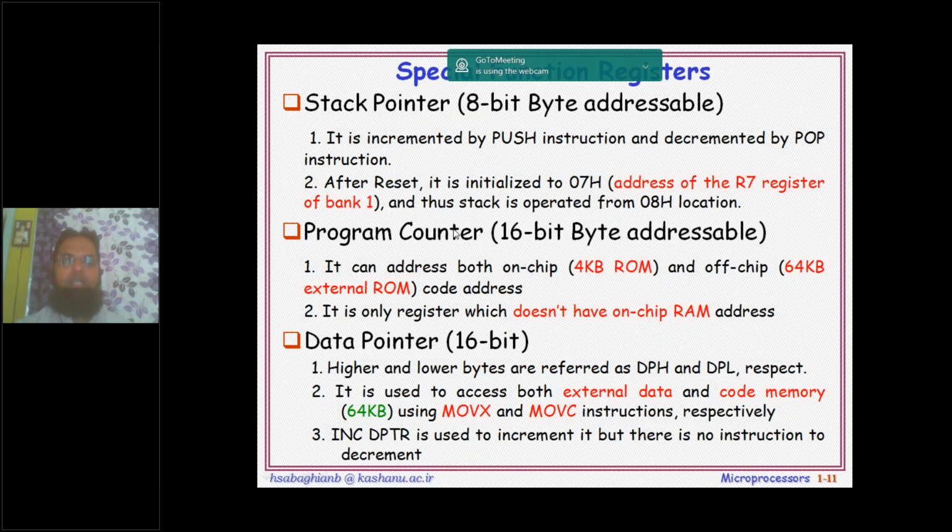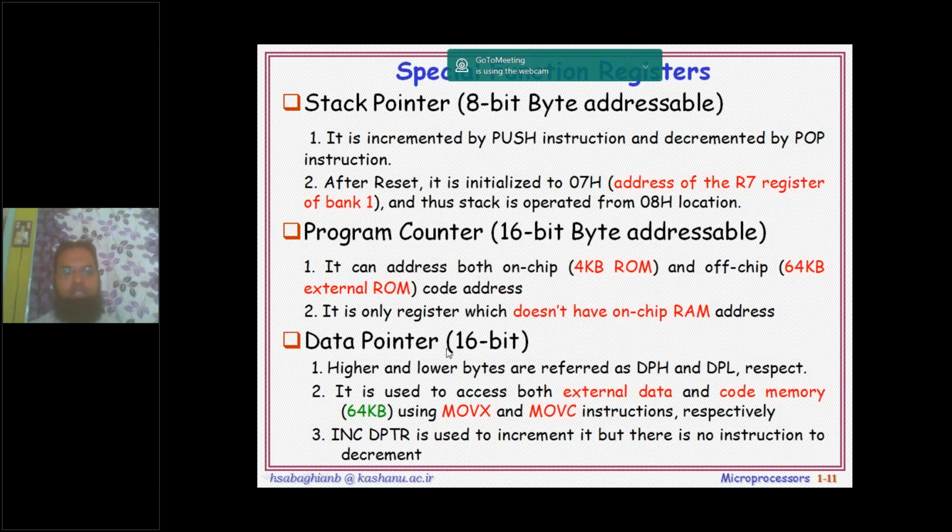It is basically used to show the address of the next instruction to be executed, same as that of the processor. And this is the only register available in 8086 which doesn't have any RAM address, and all the other registers consist of on-chip RAM addresses. This register doesn't have an address.